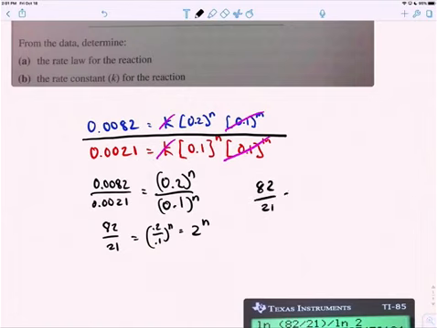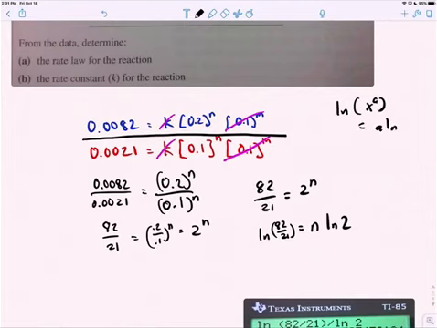82 over 21 equals 2 to the n. You can take the natural log of both sides. ln of 82 over 21 equals n ln of 2. And this is one of those rules. So if you have the natural log of the quantity x to the a, this equals a ln x. So this is just a math definition.